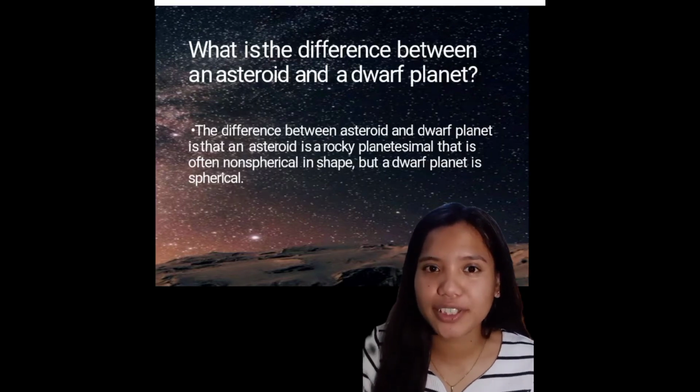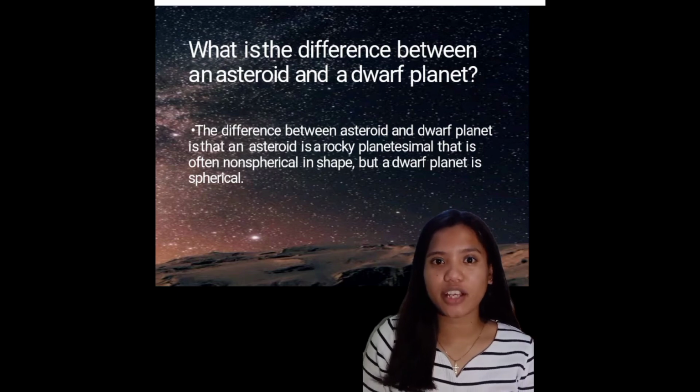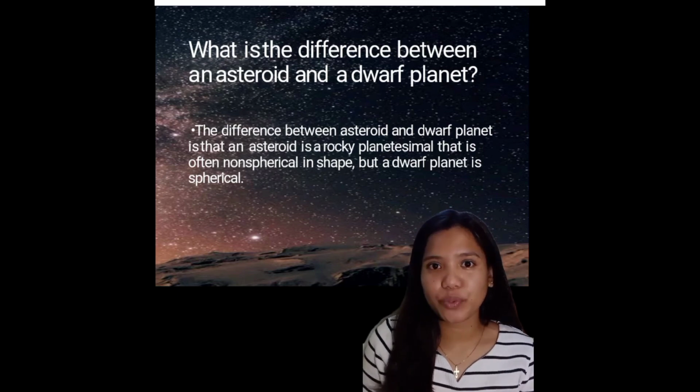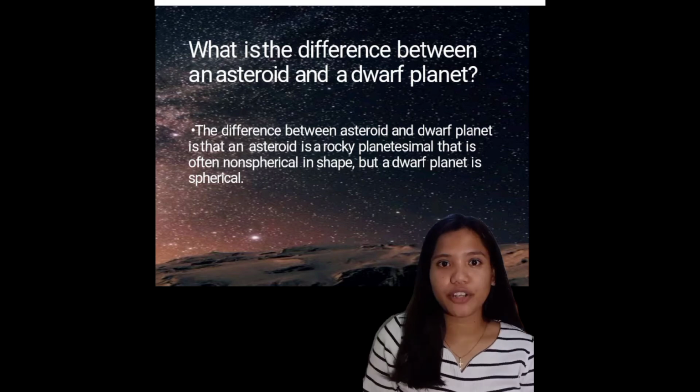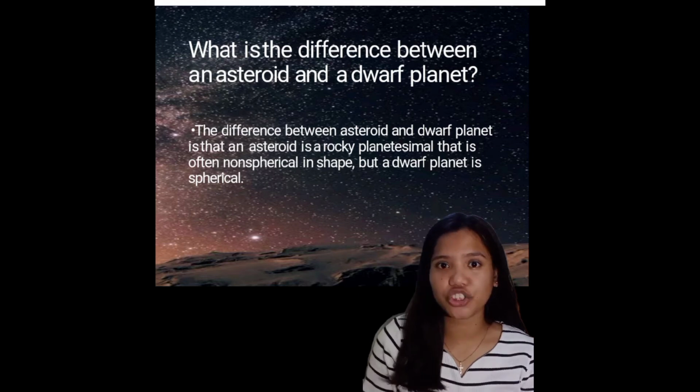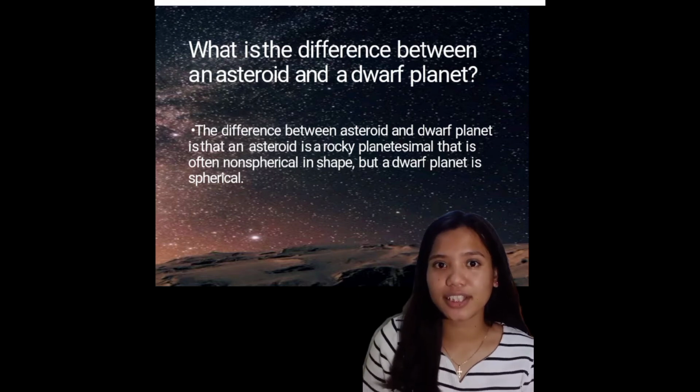What is the difference between an asteroid and a dwarf planet? The difference is that an asteroid is a rocky planetesimal that is often non-spherical in shape, but a dwarf planet is spherical.